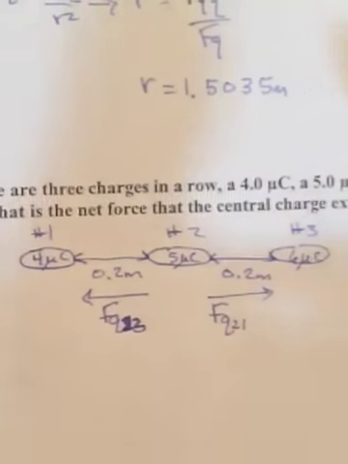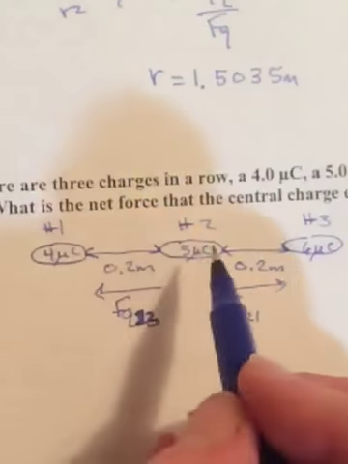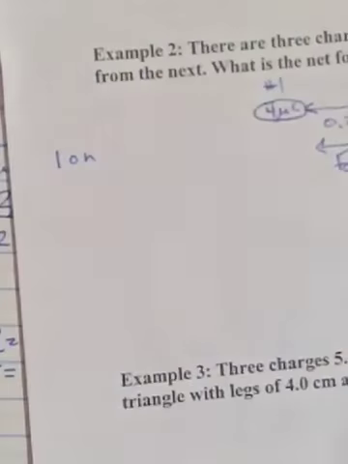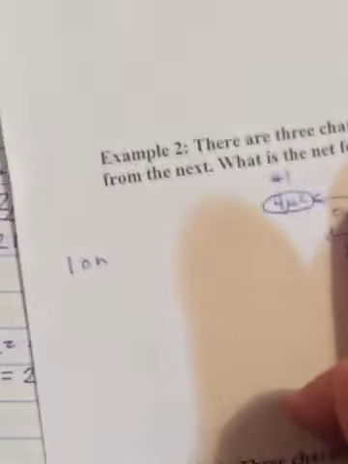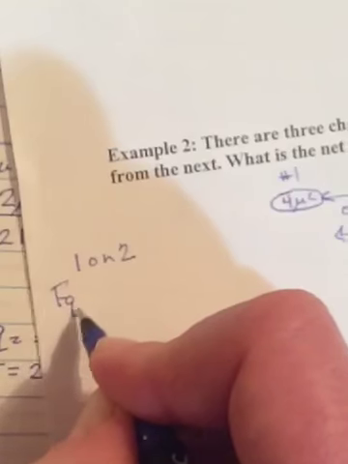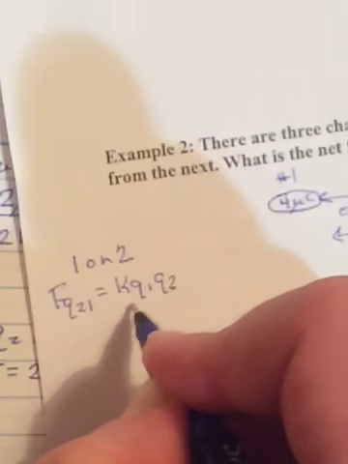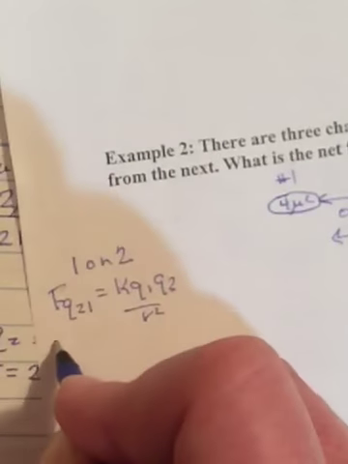Then the second step is to do what we've always done, the sum of the forces. So first we're going to find the force that number 1 is putting on number 2. So 1 on 2. When I put my hand, okay, just a second, I'm trying to put my hand there, so there we go, 1 on 2. So FQ 2(1) will equal K Q1 Q2 over R squared.